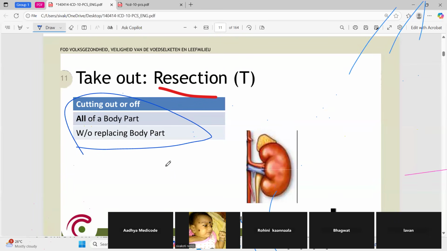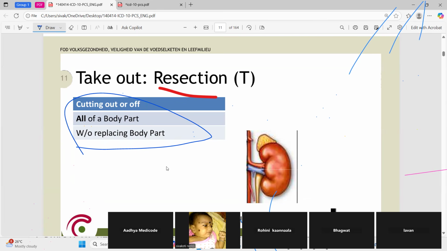Resection, what are they saying? Removal of all of a body part, correct? Removal of all of a body part or a complete lobe. If they remove a complete body part or a complete lobe, it is resection. A partial body part is excision. Clear? If any organ is completely removed, it is resection. If partially removed, it is excision. Here they won't replace, they just remove that body part. That's it. They won't replace it again.